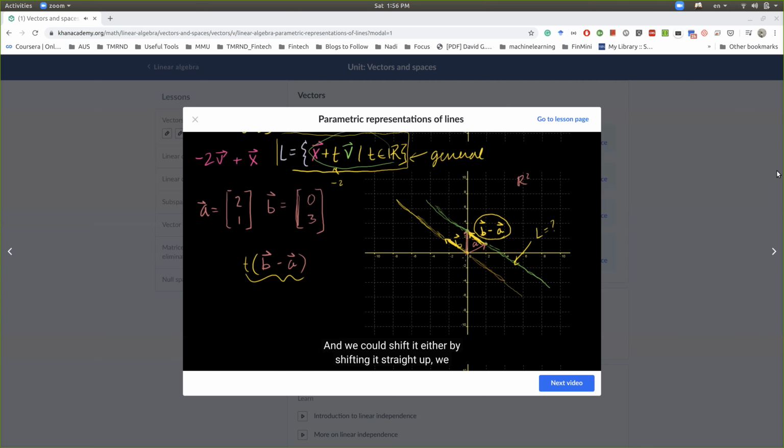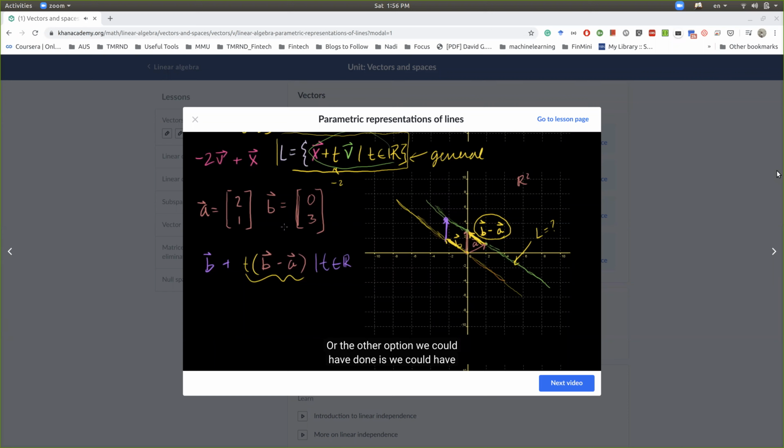And we could shift it either by shifting it straight up. We could add vector b to it. So we could take this line right here and add vector b to it. And so any point on here would have its corresponding point there. So when you add vector b, it essentially shifts it up. That would work. So we could add vector b to it. And now all of these points, for any arbitrary t that is a member of the real numbers, will lie on this green line.